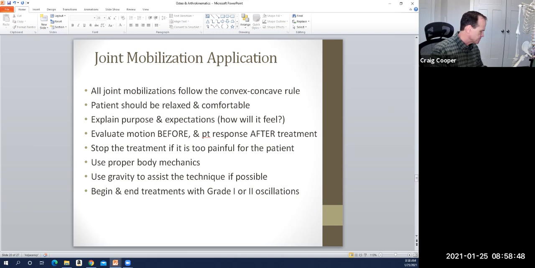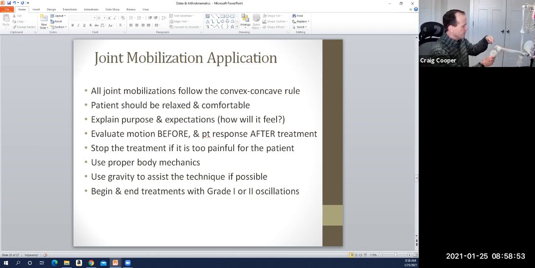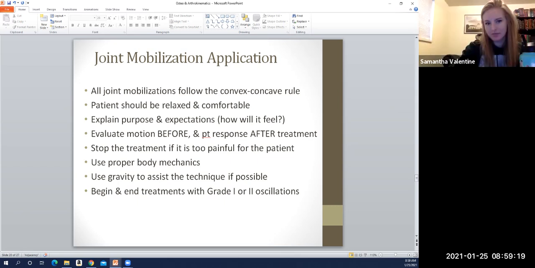So if I look at my knee like this, and I've got my concave here, and I've got my convex here, if I was trying to improve flexion of this knee to make it bend better from an osteokinematic standpoint, which way do I need to glide it for my joint mobilization? Would I glide it anteriorly or would I glide it posteriorly? Anterior?